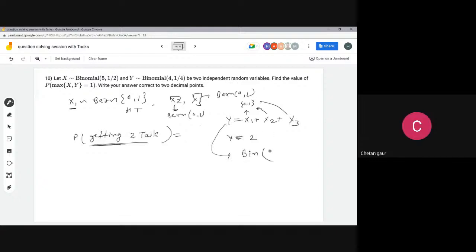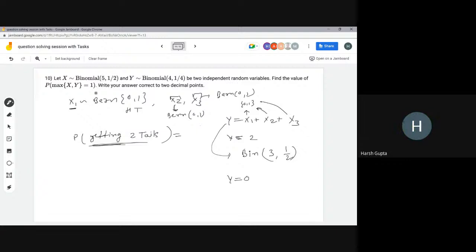There are only three coins. Three, one by two. Let's say a fair coin is being tossed. So one by two. Now, can Y take value zero? Can Y take value zero? Yes, it can take it.